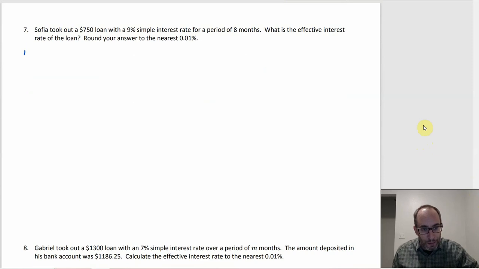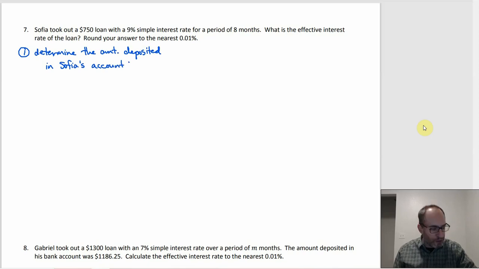So step 1 is that we have to determine the amount deposited in Sophia's account. So what we're going to do is we can figure out what the interest should be, and then we can subtract that out, right? Kind of like what we were just doing with the discounted loans to figure out how much people would actually receive.